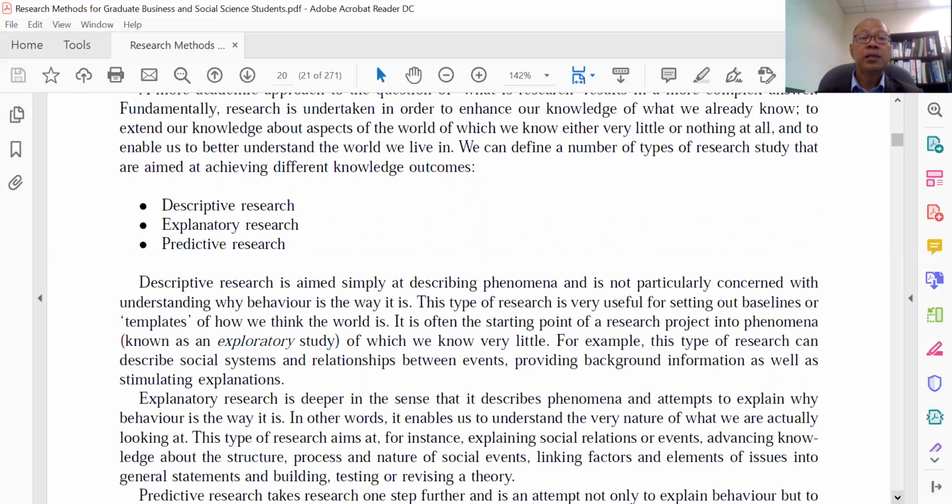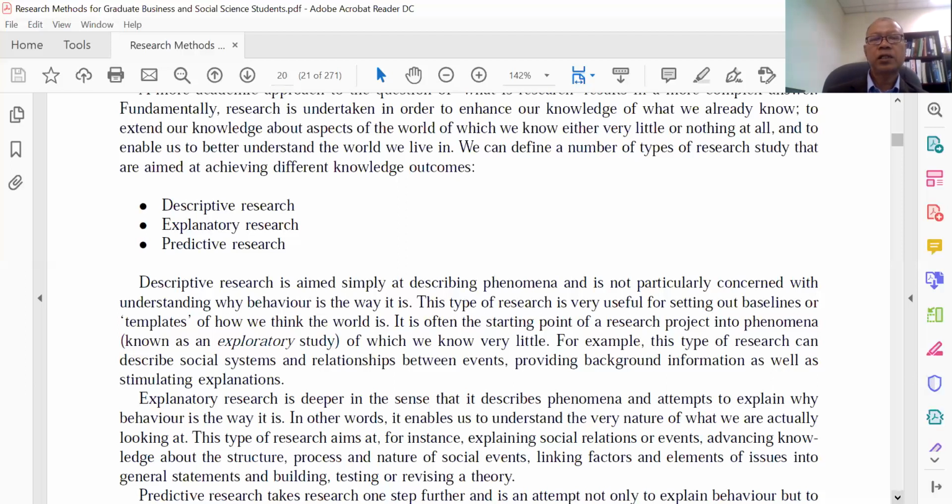To describe means to tell about a certain phenomena or a certain event without having to explain the reasons behind the occurrence of the events or the phenomena. So this is a very basic type of research, and this descriptive research is very useful for setting out baselines, or we call templates of how we think about what's happening in this world.